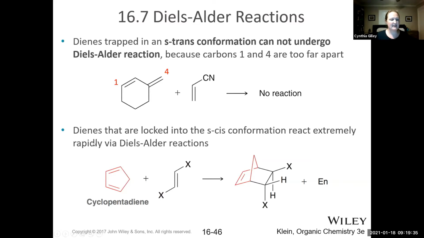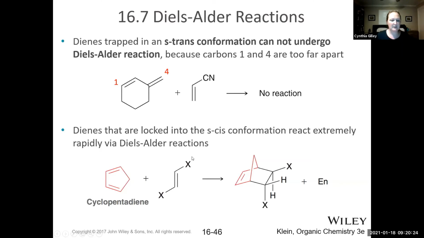In contrast to that, dienes that are locked into an S-cis conformation because they're part of a ring react extremely rapidly in Diels-Alder reactions. For example, cyclopentadiene will react very quickly with this dienophile, leading to a bicyclic product. You might be wondering, how can I draw or think about this bicyclic product? Well, the carbons from the diene are shown in red. As these two new sigma bonds come together, we just push the bridge between the two carbons that end up forming the sigma bonds up and end up placing the alkene in the plane.